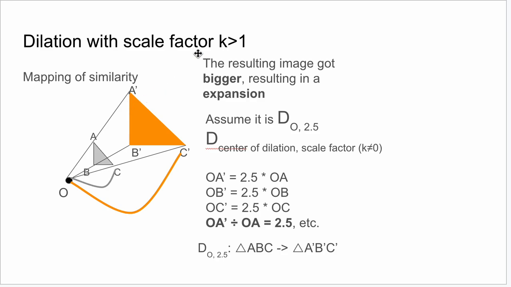The ratio of OA prime to OA is 2.5 over 1. So let's look here. OA prime equals 2.5 times OA, etc. So we noted it as D, and then lower O, 2.5, equals ABC to A prime B prime C prime.